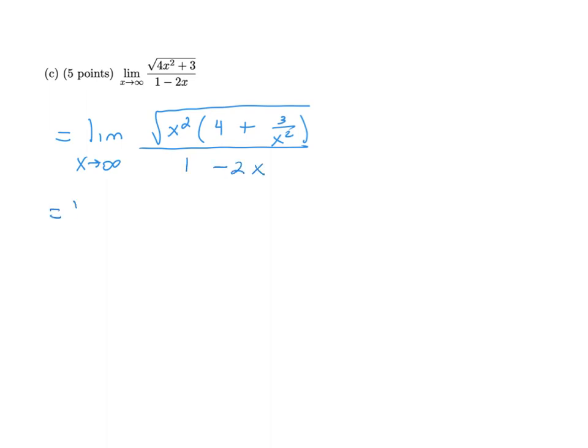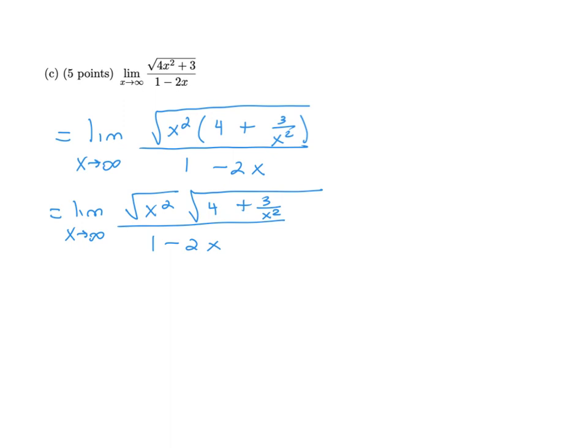Now in the numerator, this is the limit as x approaches infinity of, we haven't done a thing to the denominator, but we can break a product of square roots into 2 separate square roots, like this. So we have the square root of this times the square root of this.